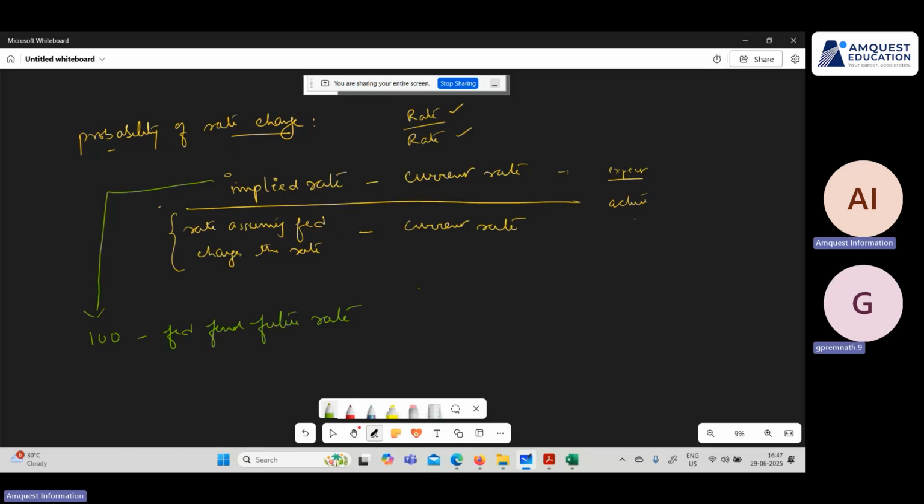Okay. So implied rate is 100 minus Fed fund future rate, is it? So this is the Fed futures price, not the rate, price. So if I'm saying that my Fed future price is, let's say, 99 and this is 100, so my implied rate would be 1%. Make sense? And whatever the current rate would be, they'll give you the current rate in the question.